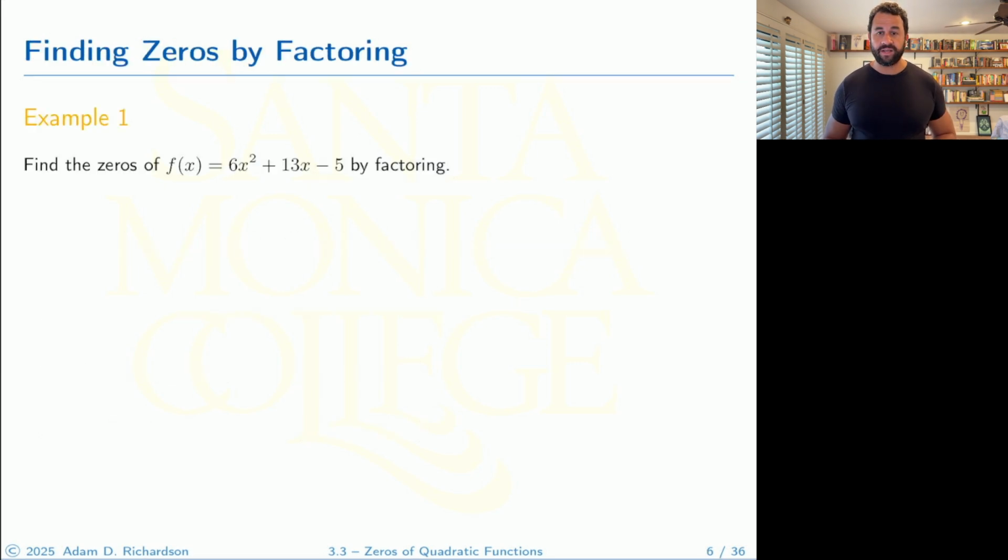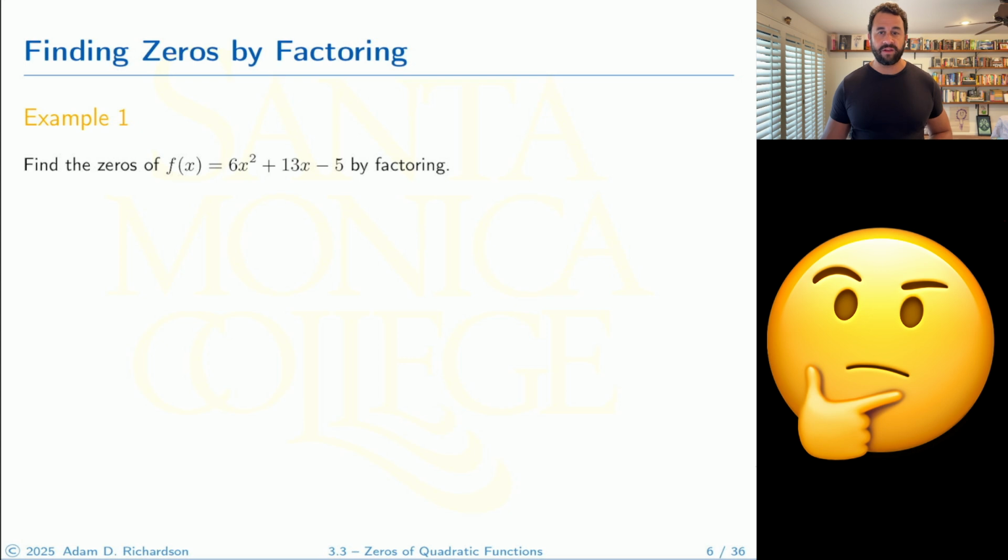So let's start by finding the zeros by factoring. We got some practice with this in the last section. Now we're going to leverage it to find the zeros of these functions. So here is a quadratic function, and we're going to find the zeros by factoring. This is one that I do want you to try on your own, all right? So we'll jump right into some interactivity here. Think about it for a second. Think how you might factor this.